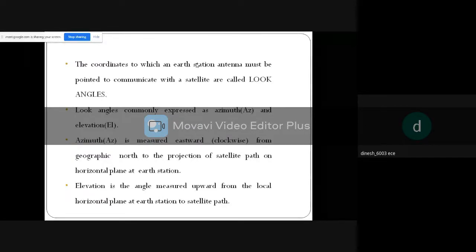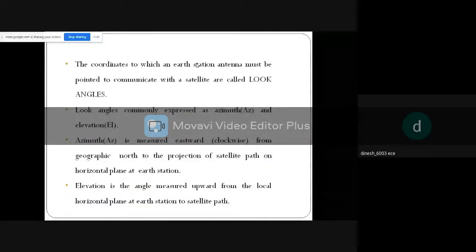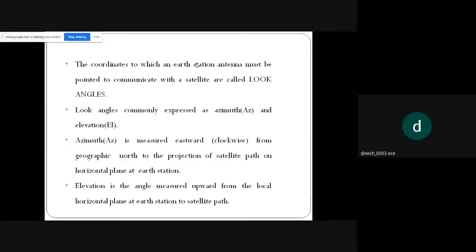Elevation angle is the angle measured upward from the local horizontal plane. Drawing it from the earth's horizontal plane to the satellite path is called the elevation angle. If these two angles match perfectly for the satellite, the signals will be transmitted efficiently. So whenever we design a satellite, the look angles are to be determined carefully, and we should be familiar with azimuth angle and elevation angle.